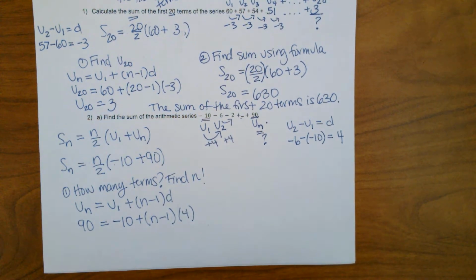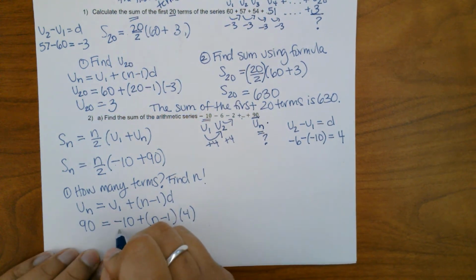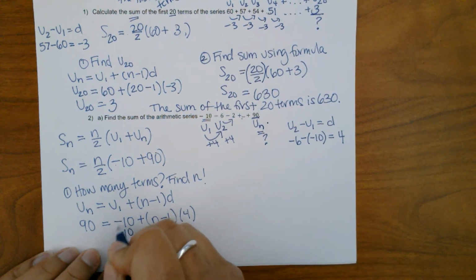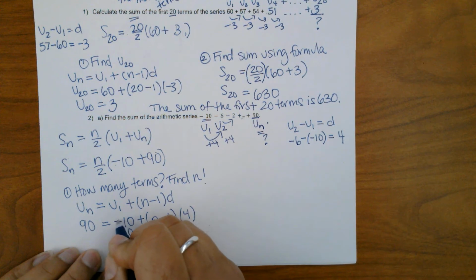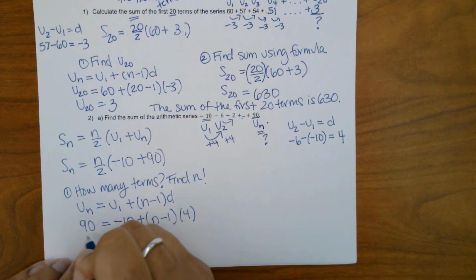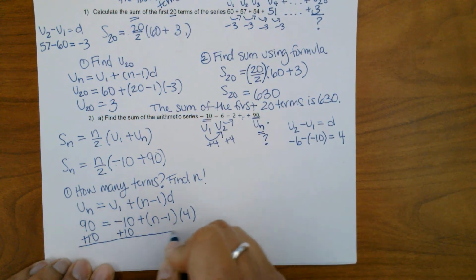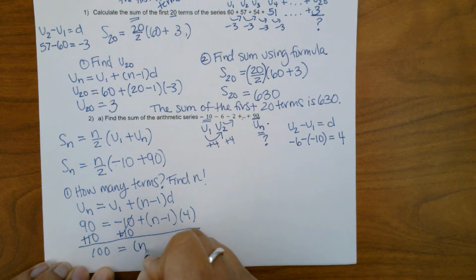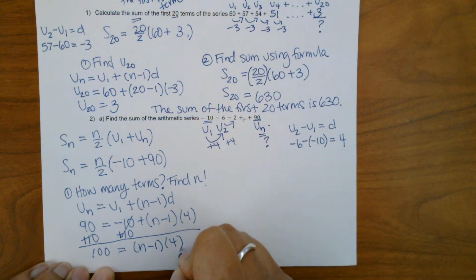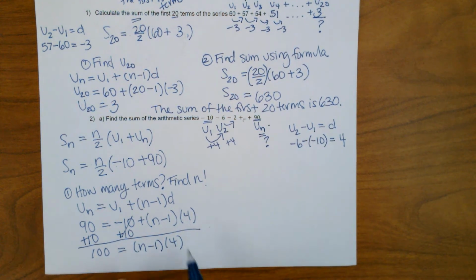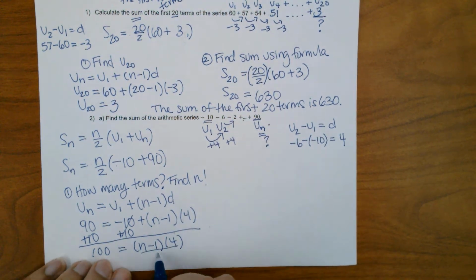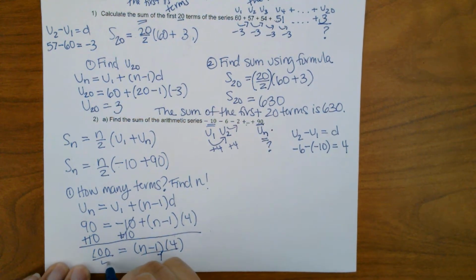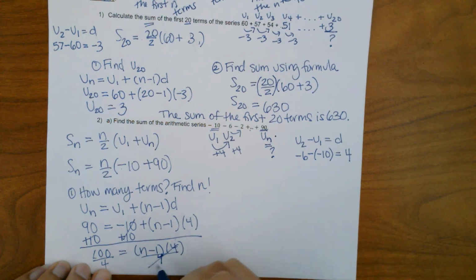In my other video, my arithmetic video, I show you a couple different ways of doing this. But in both of those ways, we had to get rid of whatever's being added here. Since it's subtraction, we have to do the inverse, so we're going to add 10 to both sides. So we get 100 equals n minus 1 times 4. Here's the spot where you can either distribute, or what I'm going to do is take the shortcut. I'm going to divide both sides by 4.